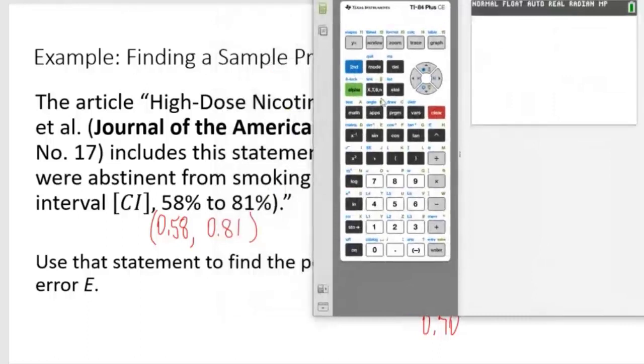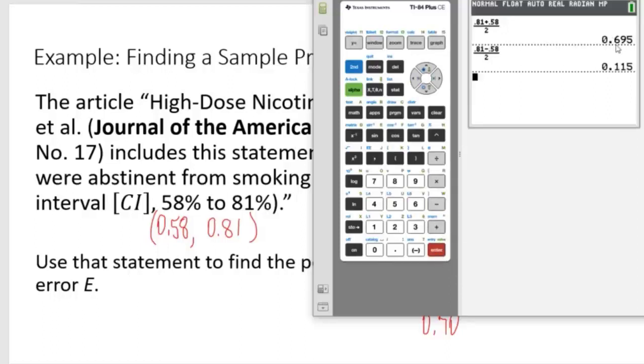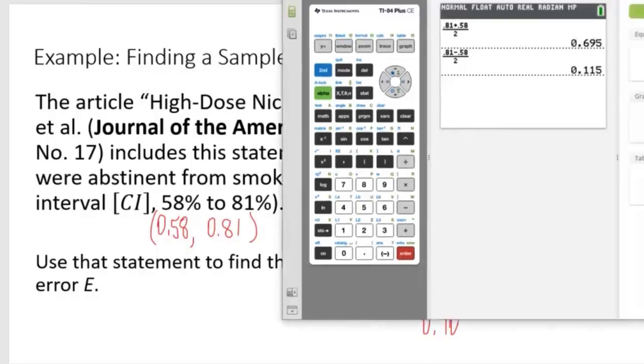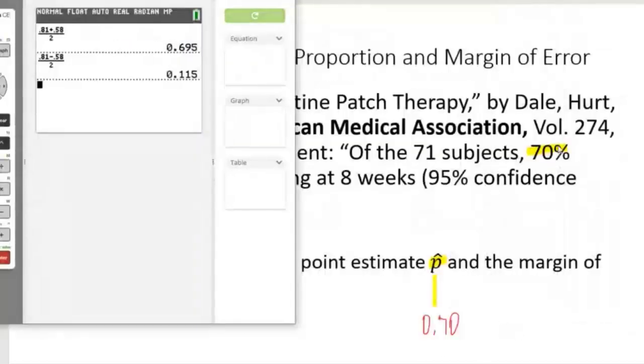So if we take alpha y equals and we add, divide by 2, and then we're going to back up and I'm going to change that to subtract and divide by 2. So you can see this 0.695 is approximately the 70%. I think because it tells us directly it's 70%, then we would use that as our p hat. But then our error is 0.115, so that is my E.